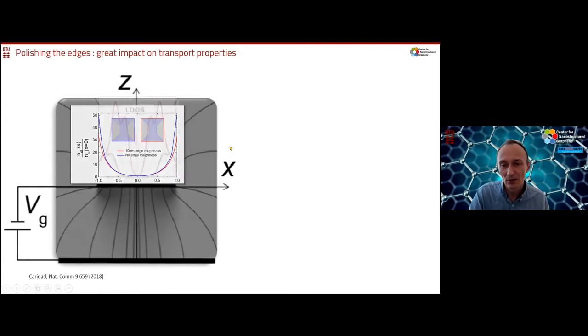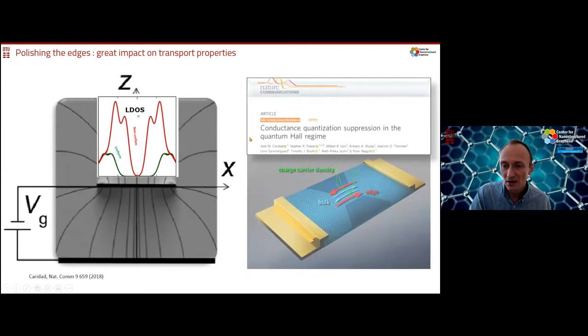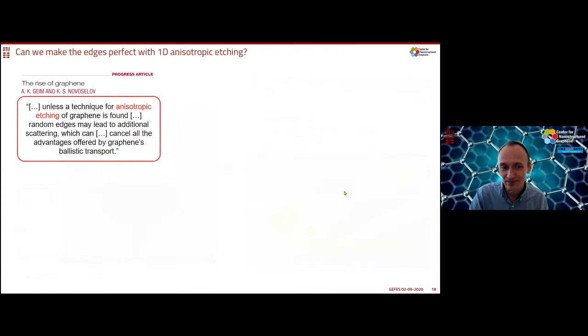And that also leads to changes in the local density of states. We were able to show that actually the quantum Hall effect is killed when you have smooth edges, which was again the opposite of what we thought. Just because we go from 5 nanometer roughness to 1 nanometer roughness, suddenly the quantum Hall effect sort of stopped working, due to these bumps in the local density of states.